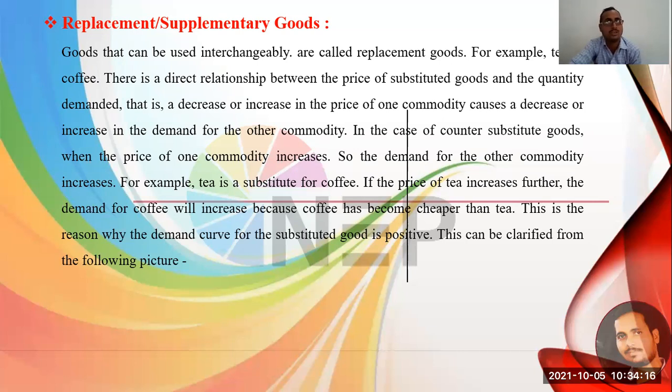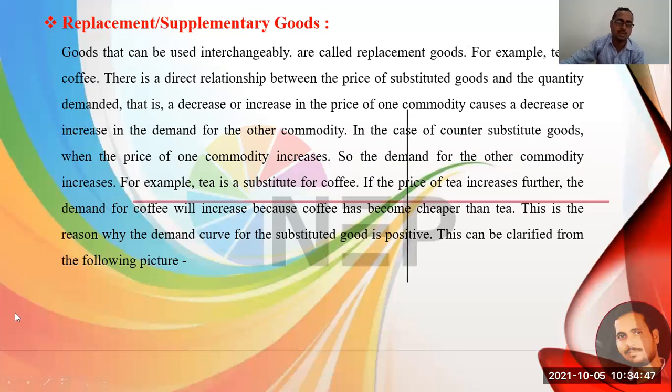In the case of substitute goods, when the price of one commodity increases, the demand for the other commodity increases. For example, tea is a substitute for coffee. If the price of tea increases further, the demand for coffee will increase, because coffee has become cheaper than tea. This is the reason why the demand for substitute commodities is positive. This can be illustrated by the following picture.